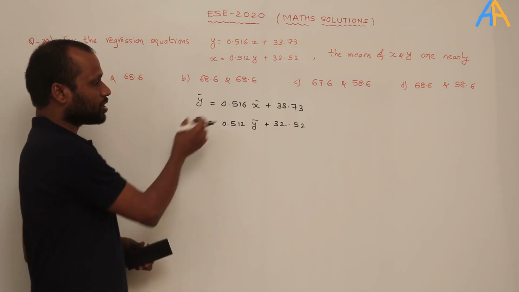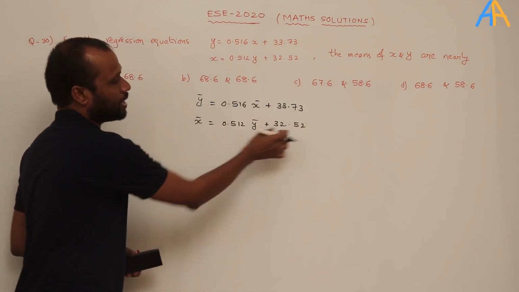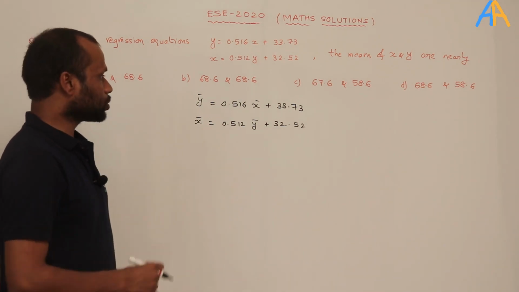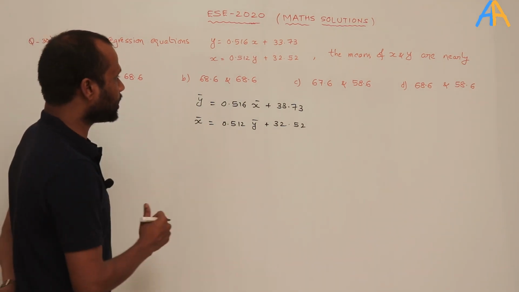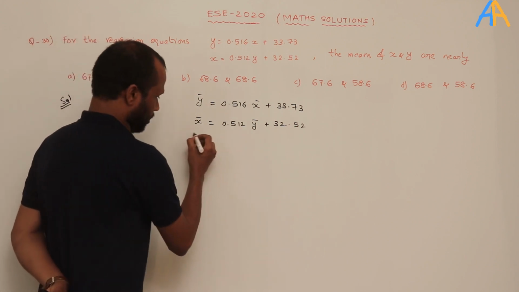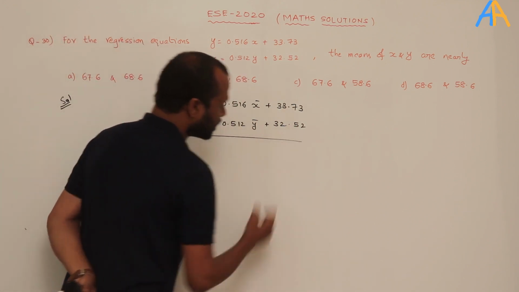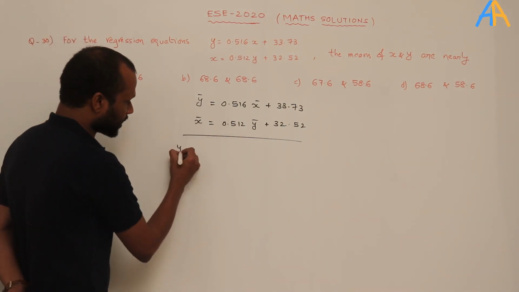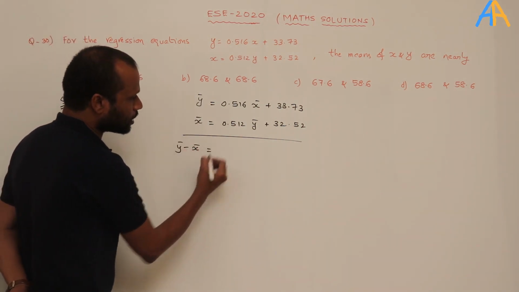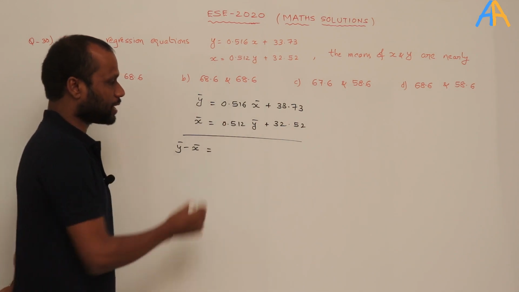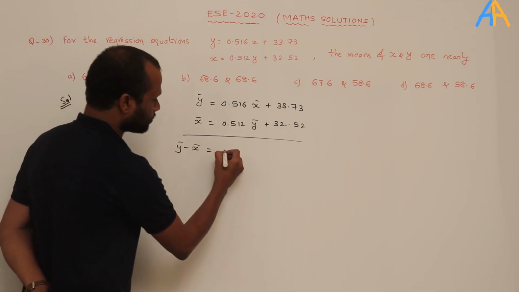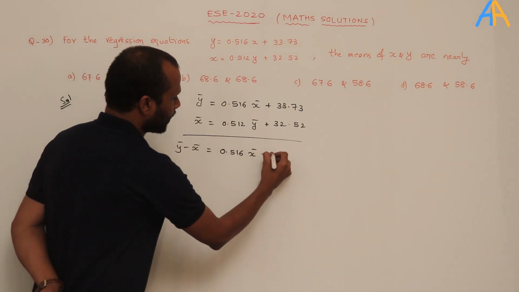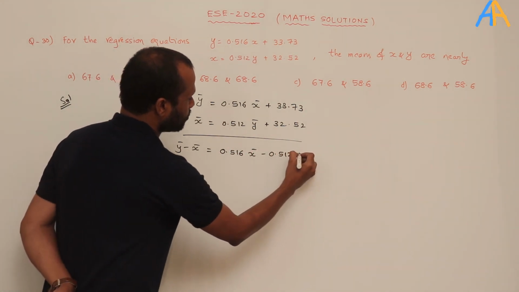If you try to solve it, because we have odd values here, it will take a hell of a lot of time. It will eat up your time. So what you can do is apply a trick. The trick is just to negate these two: y bar minus x bar is equal to 0.516 x bar minus 0.512 y bar.